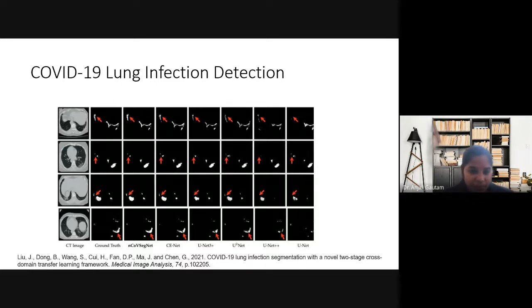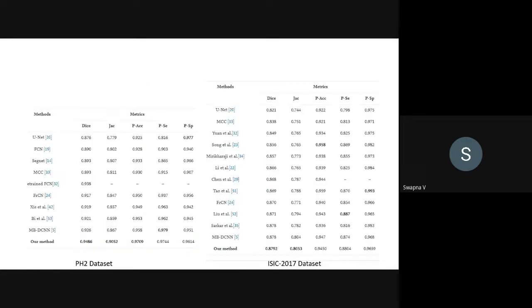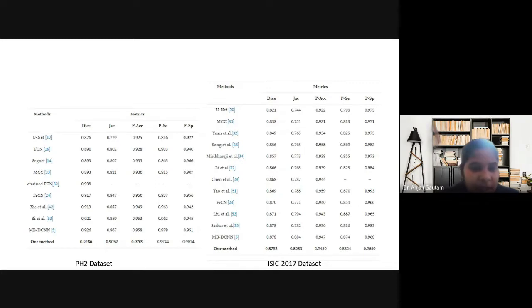The other one is COVID-19 lung infection detection. As we know, RT-PCR. Ma'am, what are these metrics? Dice, how do you calculate that? Yes, I will show you the formula for them.